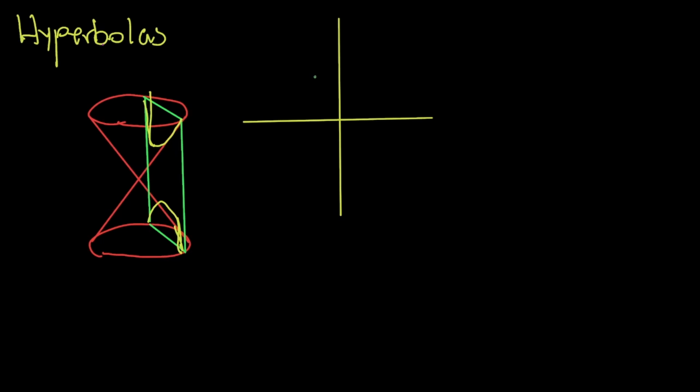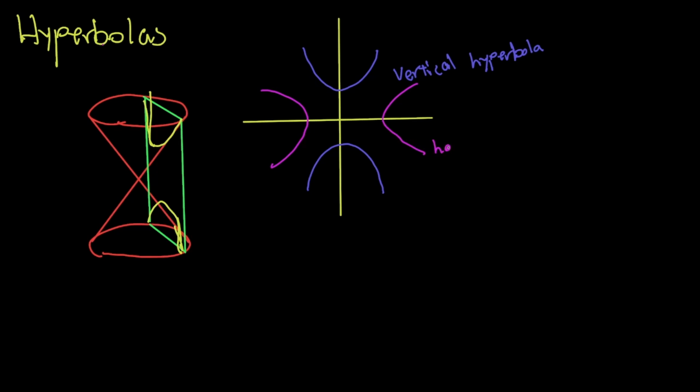So now let's put this hyperbola onto an actual coordinate plane. So this one that we drew here is a vertical hyperbola because there's one curve on top and one on the bottom. So it would look something like this. And the other type is the horizontal hyperbola that would have a curve on the left and a curve on the right.